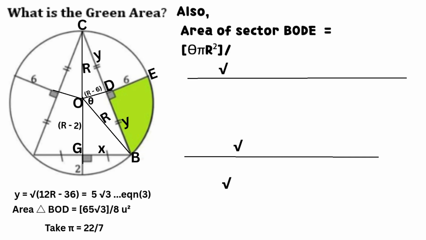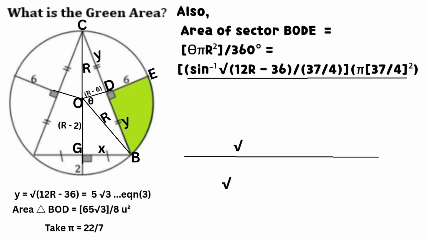Also, area of sector BOD equals the product of theta and pi times the square of r, all divided by 360 degrees, which equals the sine inverse of the product of the square root of 12r - 36 divided by 1/4 of 37 and pi times the square of 1/4 of 37, all divided by 360 degrees.